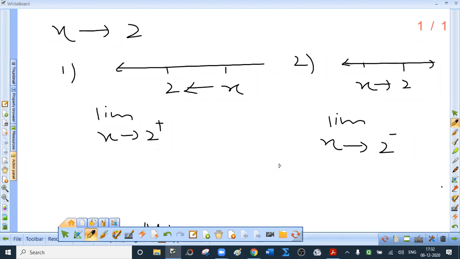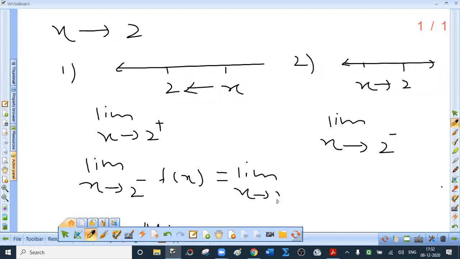Clearly, if a limit has to exist, it should exist uniquely. And therefore, what is the criterion for existence of a limit? Limit x tends to 2 minus f(x) must be the same as limit x tends to 2 plus f(x). Then only we say that limit x tends to 2 f(x) exists.